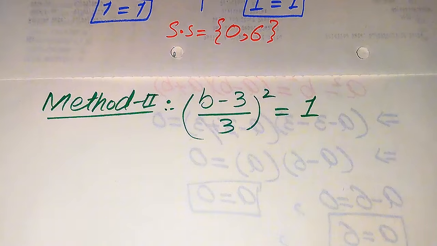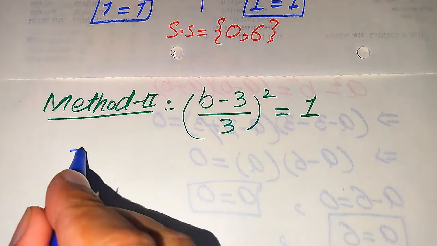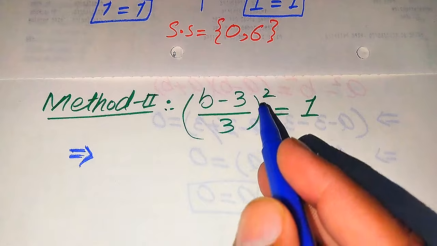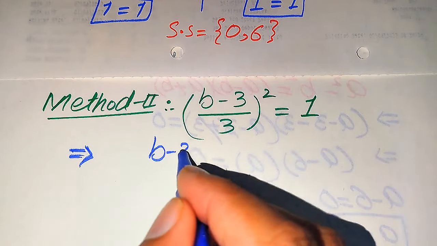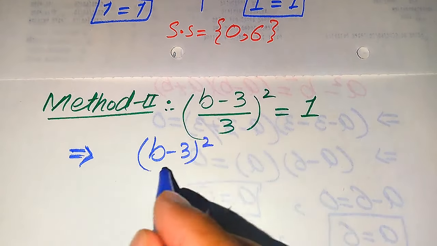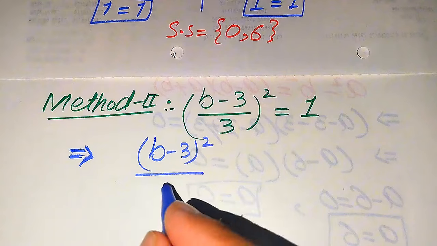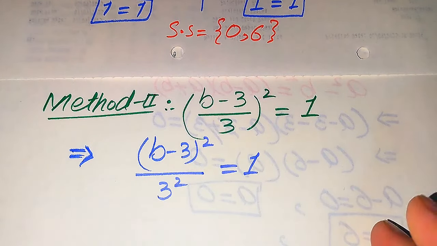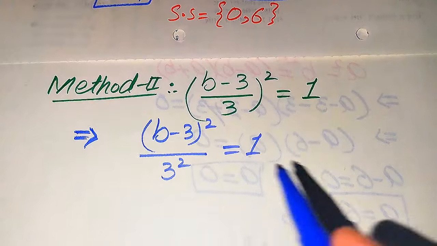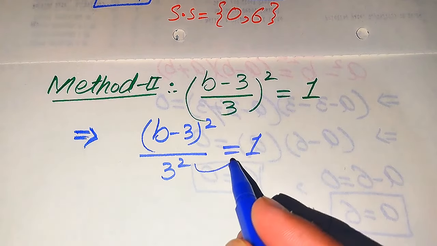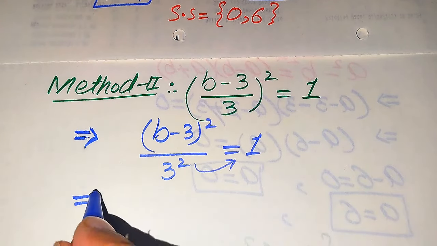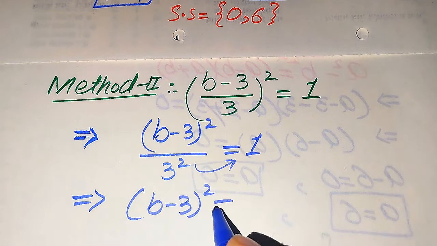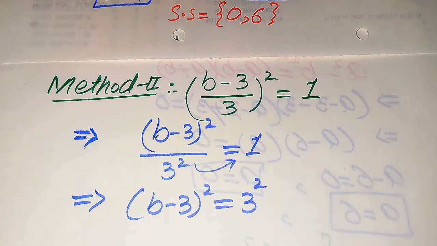So our first step is the same in both of these two methods, and now first we need to break this square sign and write the square separately on both of these terms. It becomes (b minus 3) whole square divided by 3 square equals 1. And in the next step we move this 3 square to the right hand side, and it becomes (b minus 3) whole square equals 3 square.